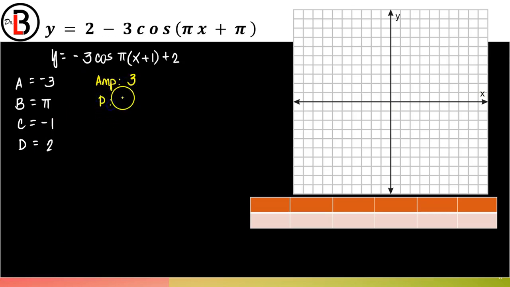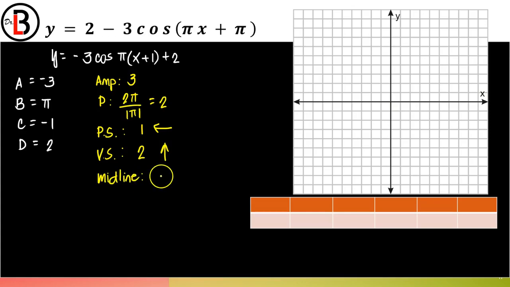The period is 2 pi over the absolute value of pi. The period is 2 units. And then the phase shift and the vertical shifting. For the phase shift, 1 unit going to the left. The vertical shift, 2 units going up. The equation of the midline, y equals 2.